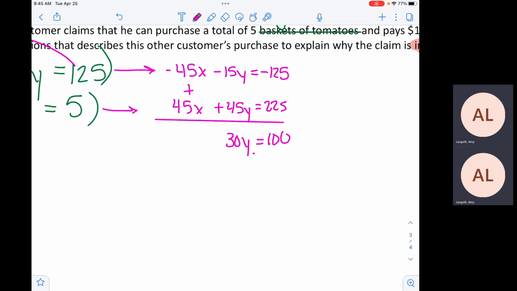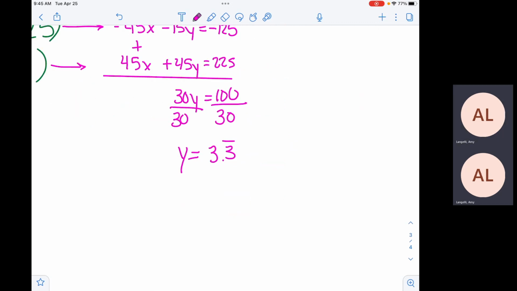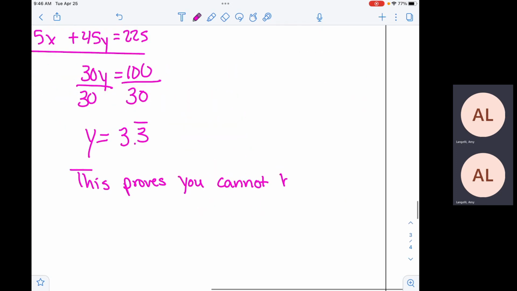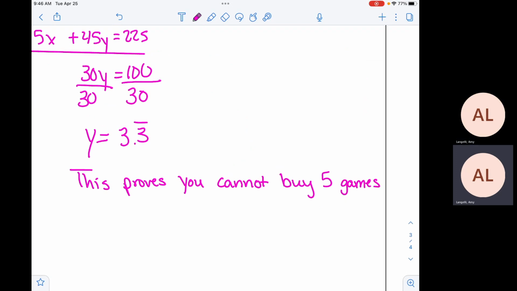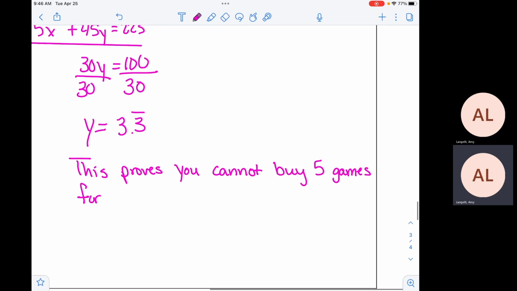Divide by, and what happens? Do you know? Mental math? You get decimals. Good. What do you get? 3. All right. So how does this prove that that person is incorrect? Because you can only get 3. Good. Look, I'm going to make a statement. I'm going to say this proves you cannot. What did he say? You cannot buy 5 games for how much money did he claim? Okay. Because you cannot.